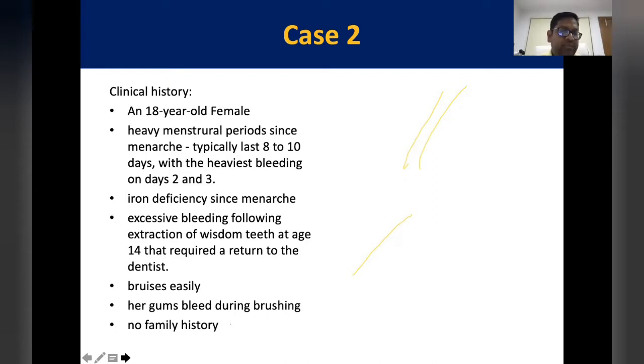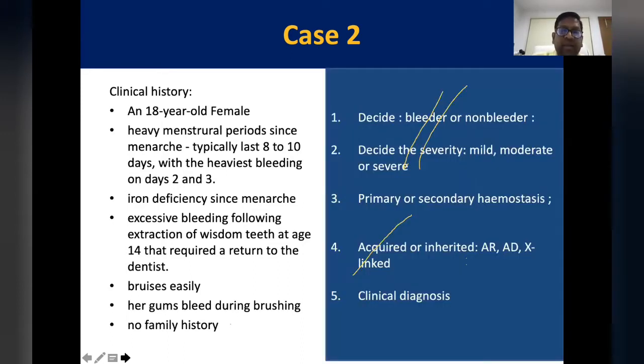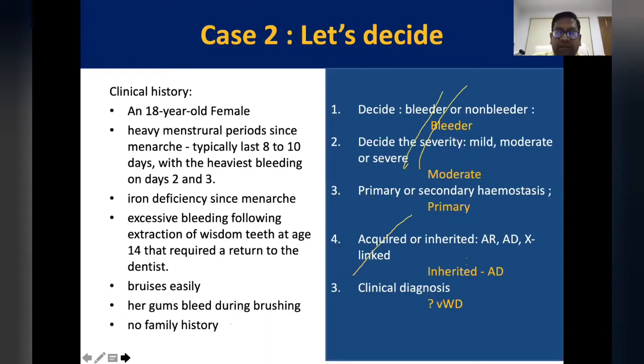Her gums bleed during brushing, but significant is that she was born of a non-consanguineous marriage and there is no family history of bleeding. So if I ask you to decide bleeder or non-bleeder, the patient is a bleeder. Deciding the severity, it looks like moderate to severe bleeding manifestations. Looking at the nature of the bleeding, a primary hemostatic disorder, it looks inherited, with early age of onset and menstrual history. Common coagulation bleeding or global coagulation bleeding manifestations are there. So looking at all the history, the possible clinical diagnosis is query von Willebrand disease.